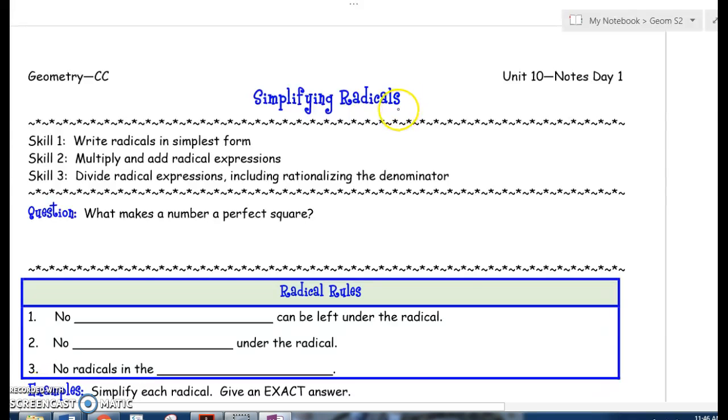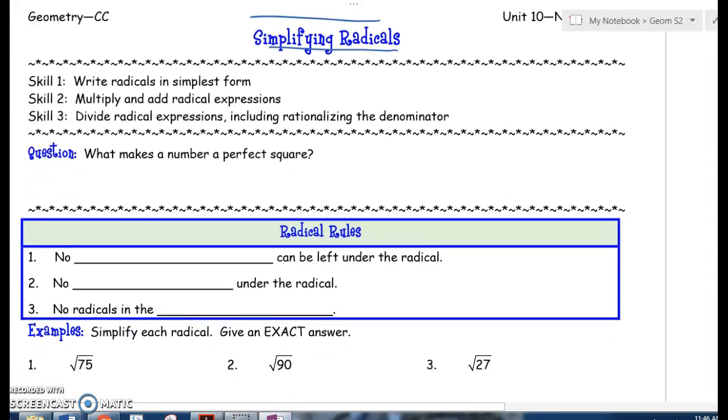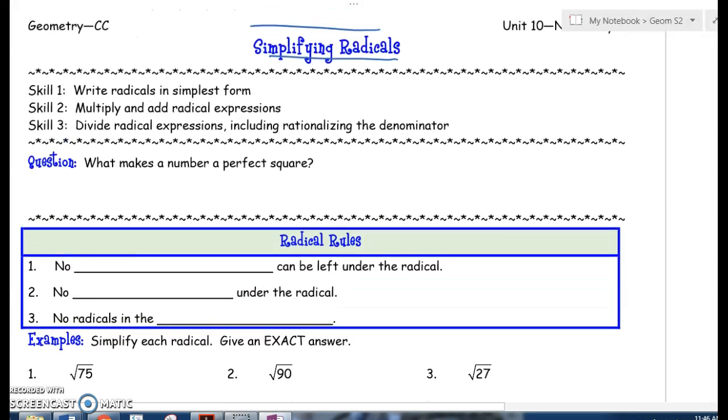Hello, today we are going to be talking about radicals. We're going to be doing a lot with them this unit. As we get into special right triangles, we're going to do a lot with square roots, and we're going to want to make sure that we have exact answers, so we're going to need to be pros at simplifying radicals.